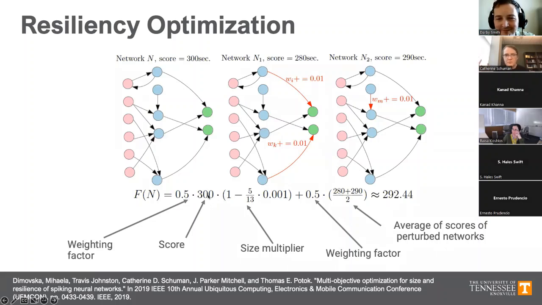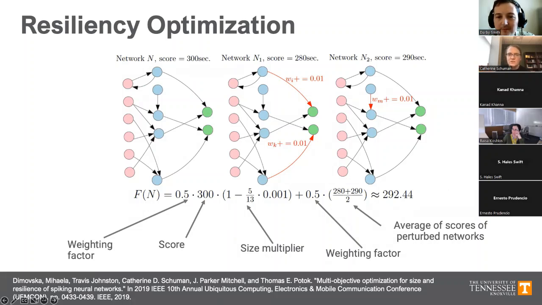300 was the maximum score on this task. It was another pole balancing task. And we also included a size multiplier to encourage smaller networks. And then there was another factor that we included, which was how the network performed in the face of perturbations. So we looked at, for example, 2 perturbed versions of that network and evaluated how well it performed on the task in each of those and took the average of those scores.